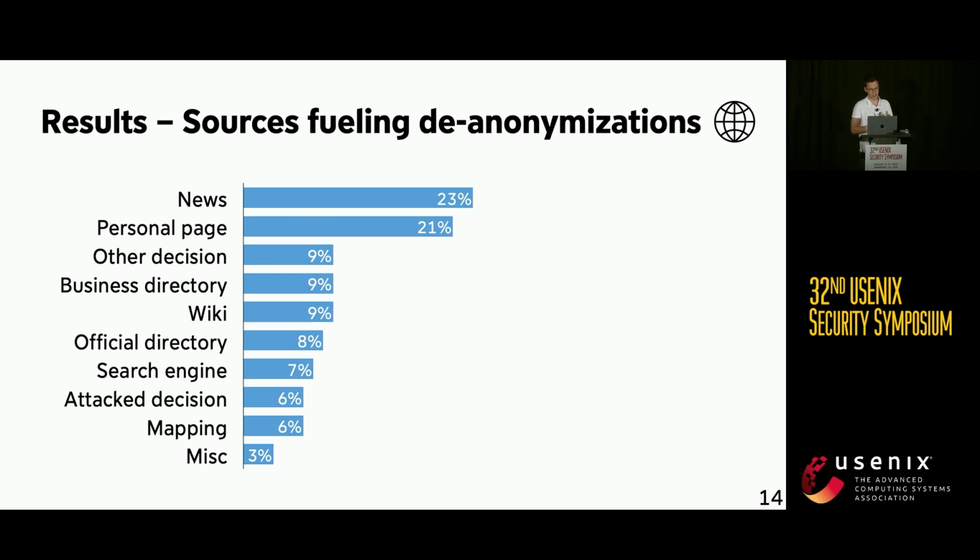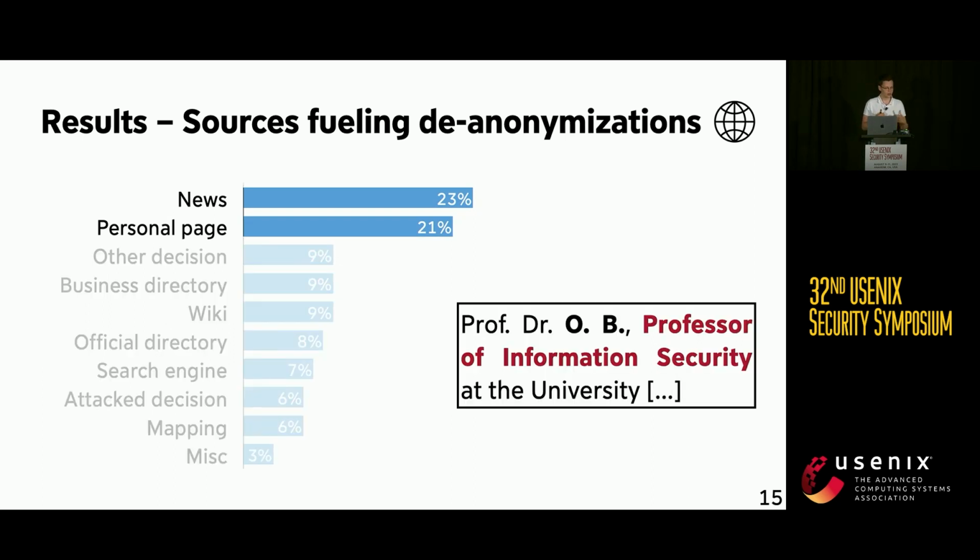So here you can see all the sources the students reported were fueling their de-anonymizations, and I will highlight a few of them. So the first 2 are news and personal pages. An example of a news page could be articles stating that Noah Green glued himself on the runway that day. An example of a personal page we already saw is that we can find a professor of information security on the university page or the USENIX page.